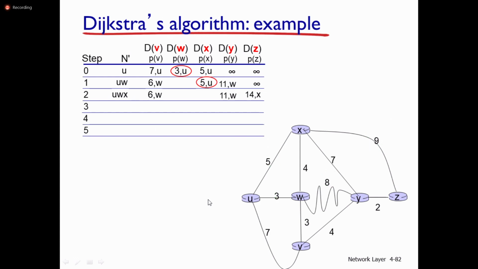In this step, which one do we need to round off? Which one do we need to circle? Which is the least one here? In every step we need to identify what is the least cost. In the first step, the least cost is 3. In the second step, 5.